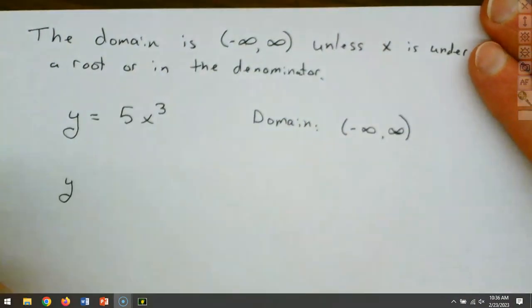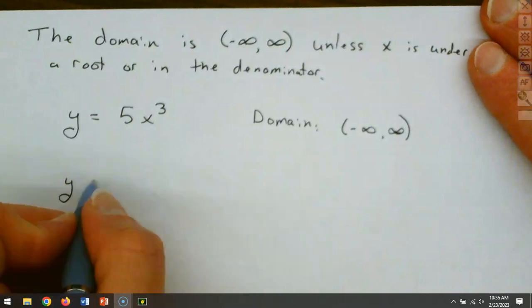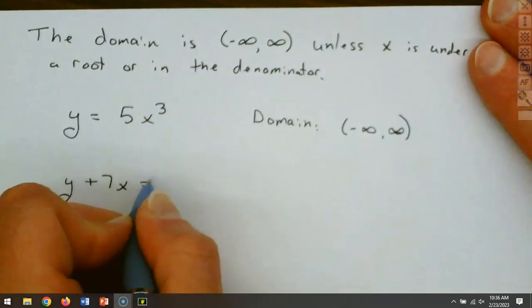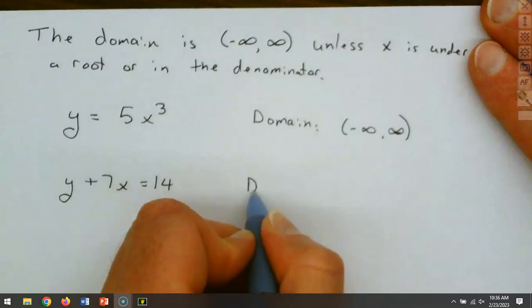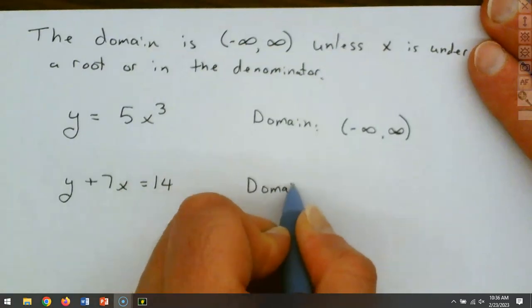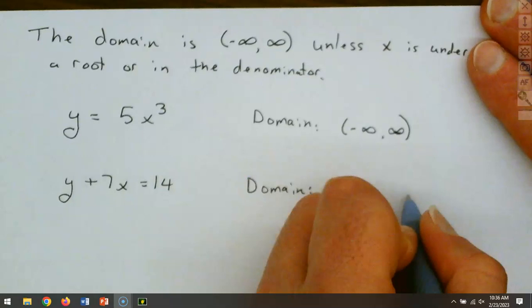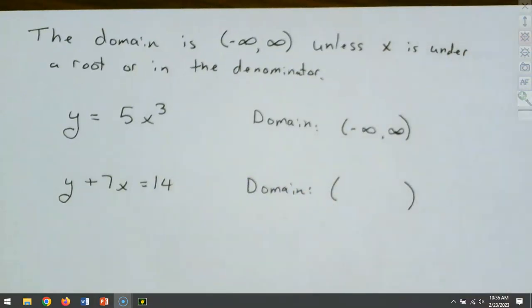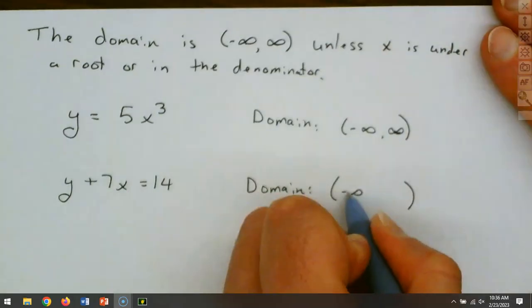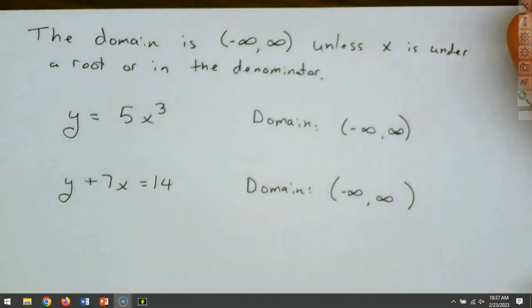What about this one? What about y plus 7x equals 14? You don't have to calculate anything out. All you have to do is answer these two questions. Are there any square roots? Not squares, just square roots. No. Is x in the denominator of a fraction? No. So what would my domain be? Negative to positive infinity.